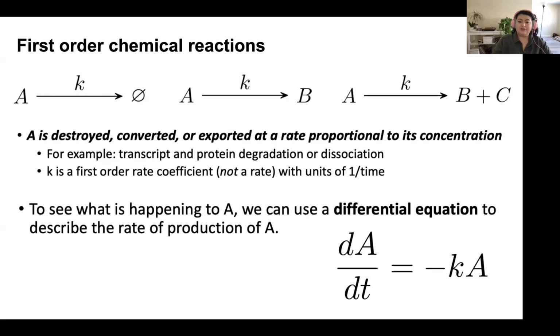Okay, so again, let's do something similar. If we want to see what is happening to A, then we can use the differential equation to describe the rate of production for A. The way that I learned it was, here we have A, but in this case, we're losing A, which is why we get a negative. And what we're losing is proportional to its concentration, which is why we get a K here. So we are losing A with the rate coefficient of K. The first orders tend to look like that.